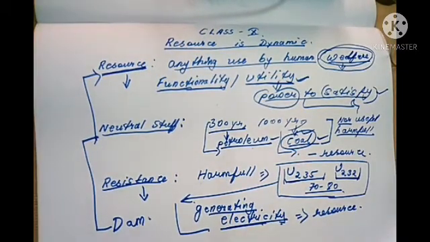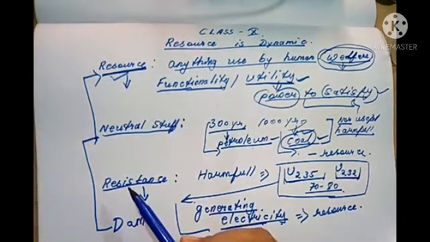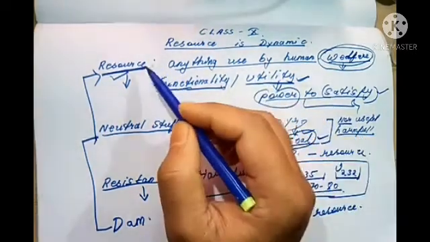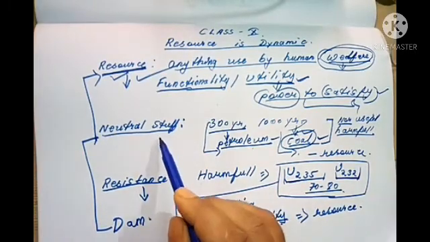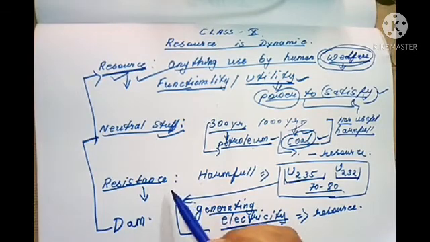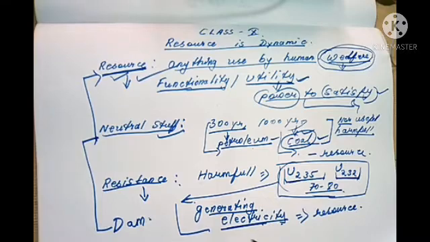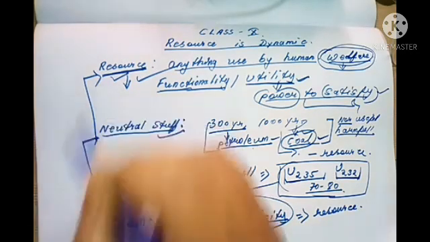So this is the definition of resource. Whenever a question is asked, 'resource is dynamic' or 'why resource is dynamic', first give a simple definition: any substance used for human welfare is called a resource. A substance which is neither harmful nor useful is called neutral stuff. Before constructing dams or utilizing radioactive substances, it was a resistance, and afterwards, when we learned to utilize it properly, it becomes a resource.